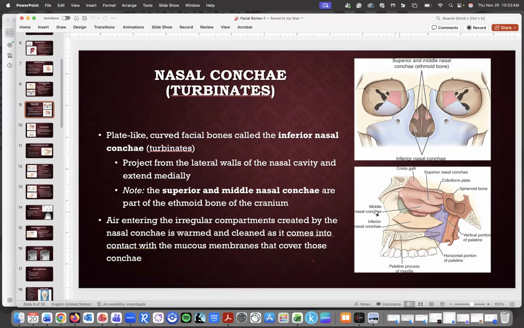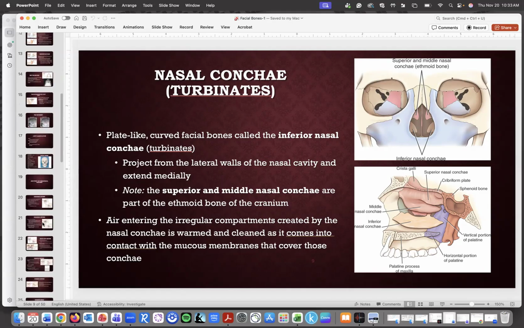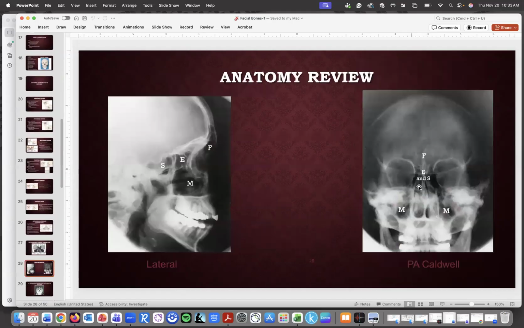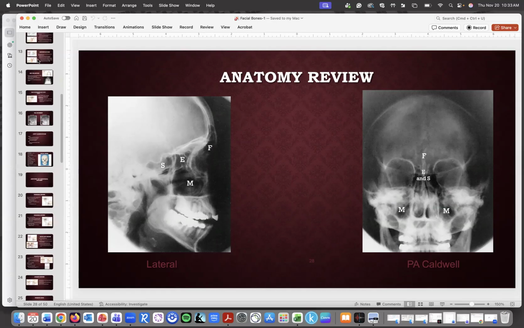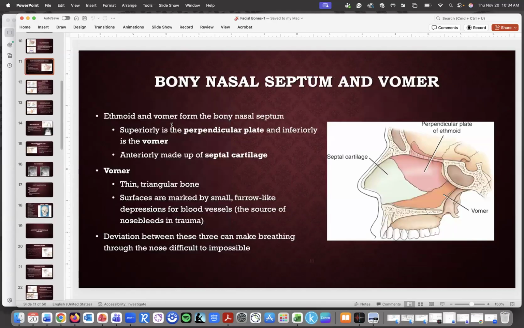So that's just a heads up. You can see them labeled here in kind of an AP view. They look like this. Crista galli, we talked a little bit about with the ethmoid. It kind of pops up on the top. If I were to look at it in this X-ray, I would label that where the E is on this X-ray. This is labeling the sinuses, but if we're going to label other things, it would be around where E is for that crista galli that we were talking about just now, right here.